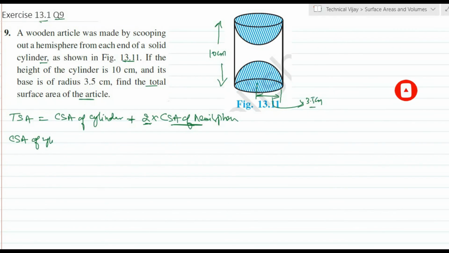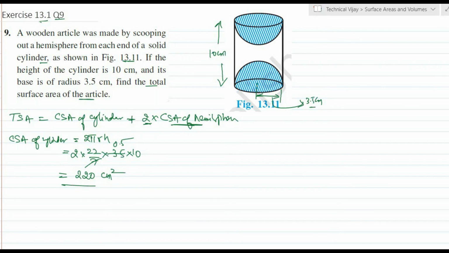the formula is 2 pi R H. Here R is given, that is the radius 3.5, and H is also given, so we will substitute. 2 into 22 divided by 7 into 3.5 into 10. So 7 ones are 7, 5s are 0.5. Here 0.5 into 10 means 5. 5 2s are 10, 10 into 22 is 220. So 220 centimeter square is the curved surface area of the cylinder.